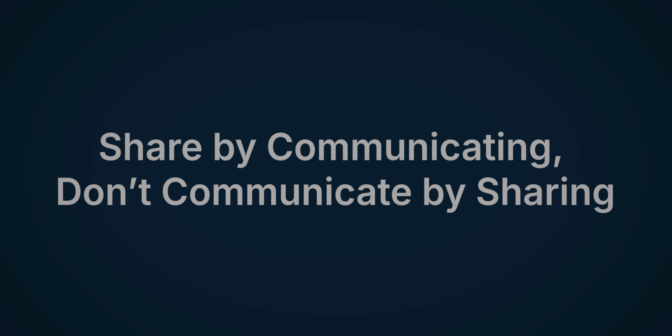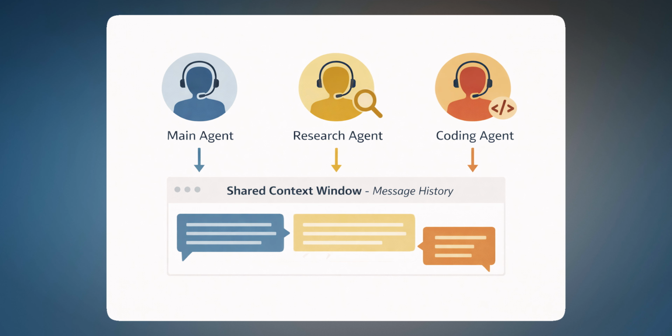So let's talk about it. Share by communicating, don't communicate by sharing. The common but flawed approach is to have all agents operate within a single shared context window. A research agent, a coding agent, all reading and writing to the same message history. This seems simple, but it is a recipe for disaster that creates extreme context pollution.